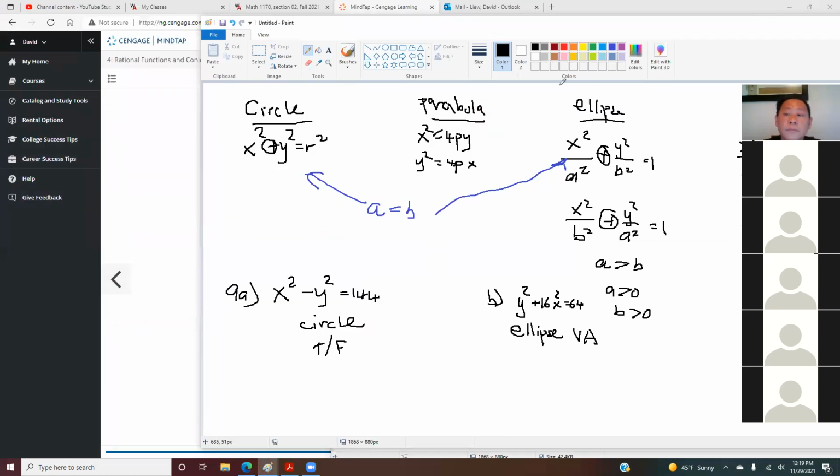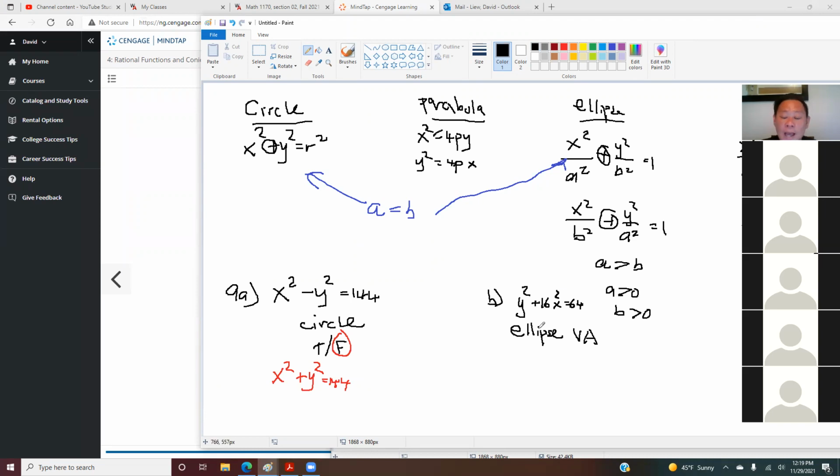Because it's not positive. Both variables are not positive. Yep. So in order to be true, this should be what? Positive, right? Then this will be a circle. So that's why this is false.